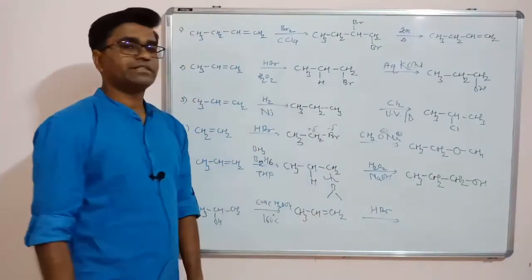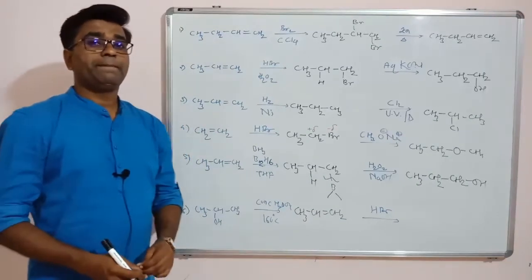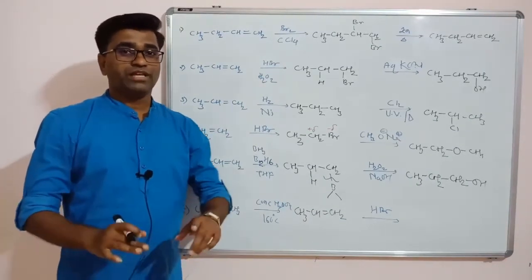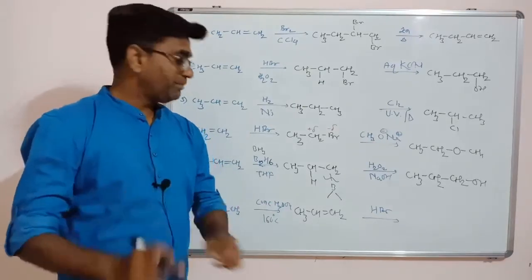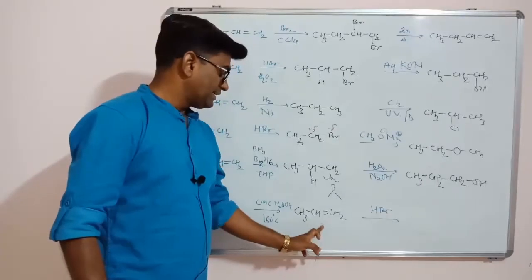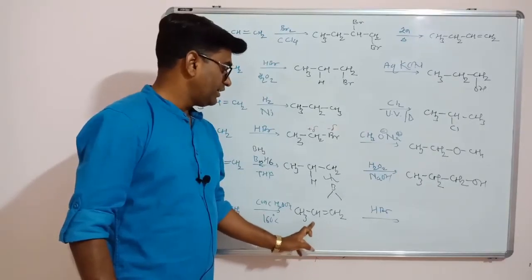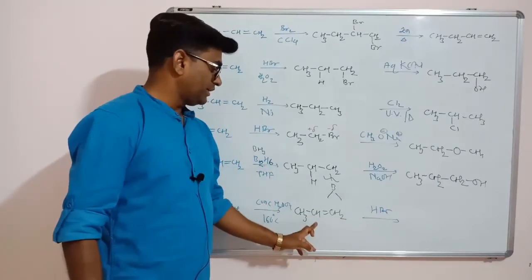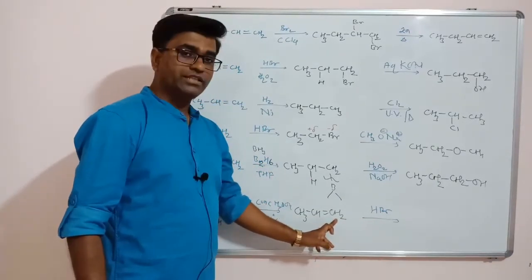Next reagent is HBr. So again addition reaction via Markovnikov's rule. So what is Markovnikov's rule? In an addition reaction, the negative part of the reagent goes to the carbon atom which has less number of hydrogen atoms. So this Br will go to this carbon atom rather than this one.